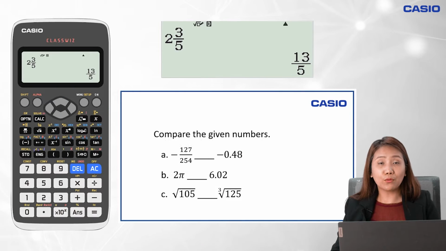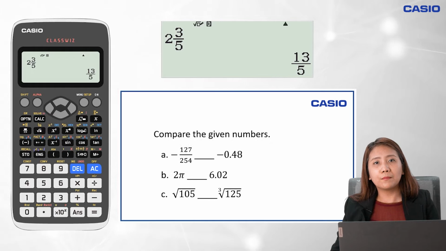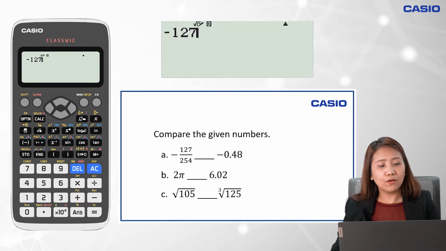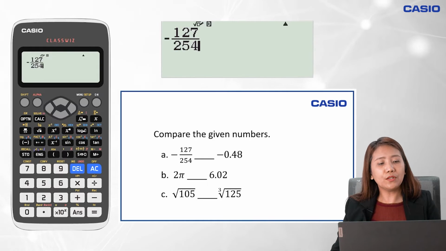This time, we're asked to compare the given numbers. Let us try to write all the numbers in decimal form to easily compare each item. Let's start with letter A. Let us convert negative 127 over 254 to decimal by keying in negative 127 followed by the fraction key, the denominator value of 254. Let's press equal sign. That's equivalent to negative 1/2, and in decimal, it's equal to negative 0.5.